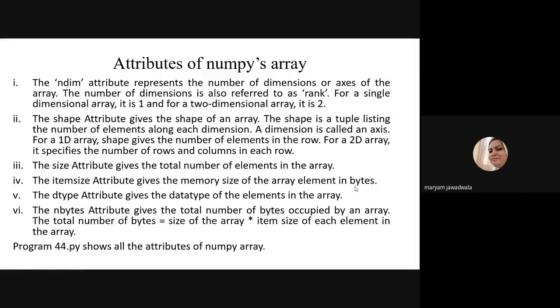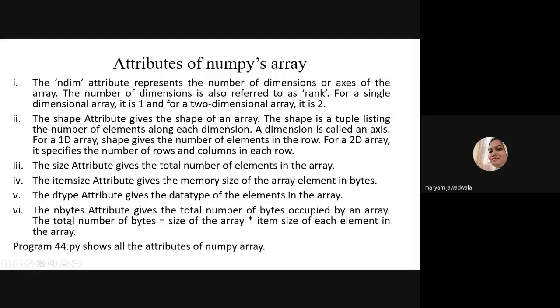How much memory is required to store the array in bytes is given by the item size attribute, right? Next attribute, the dtype. As the name suggests, dtype means the data type of an element in the array. It tells whether the elements stored in the array are integer, float, decimal, or string. So dtype will give the data type of the elements, right?